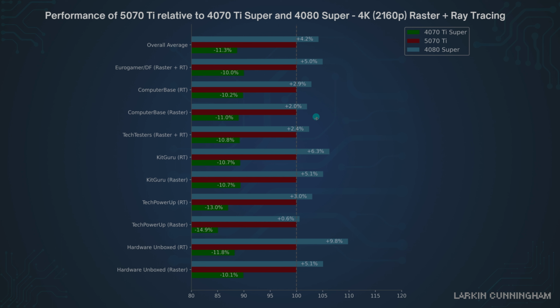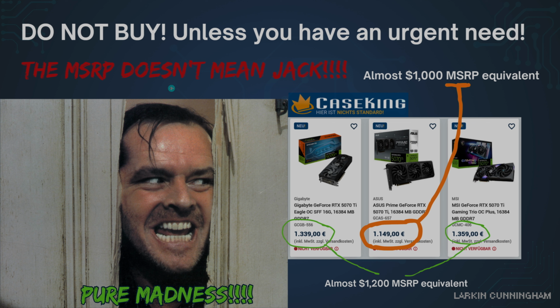So that's my summary. I think this is useful to frame the discussion of pricing that I'm going to come on to now. I suppose it's a bit clickbaity, including Jack Nicholson using an axe to come through a door to represent the madness of the whole situation. But as my message says here, the MSRP doesn't mean Jack, and that truly is the case. I don't think anyone's going to find one at MSRP.